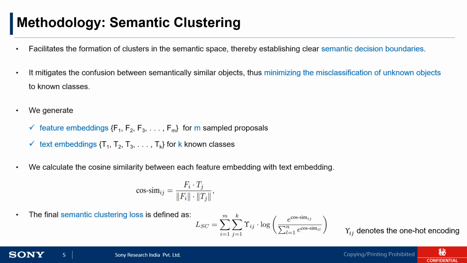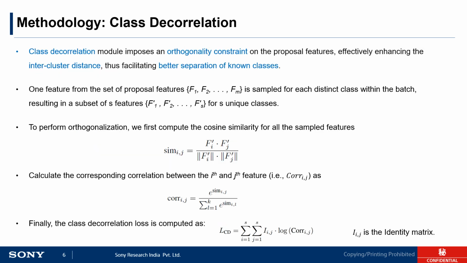First is the semantic clustering module, which establishes clear semantic decision boundaries and minimizes the misclassification of unknown objects. Here we calculate the cosine similarity between feature embeddings of M sampled proposals and text embeddings from K known classes. Then the semantic clustering loss is calculated between cosine similarity scores and one-hot encoding of known classes.